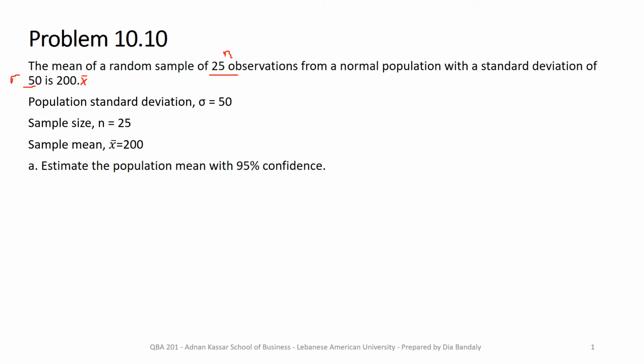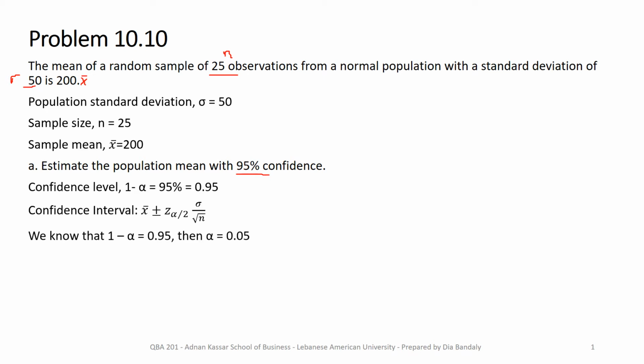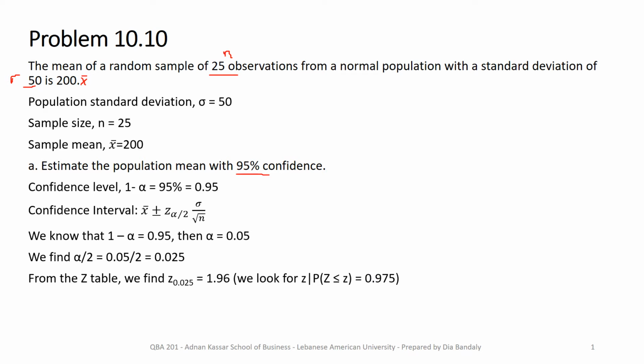Now part A, estimate the population mean with 95% confidence. So this is 1 minus alpha, you know that by now, which will allow us to find alpha over 2. Okay, and here we go. So we need to find z of alpha over 2. Again, it's the z value such that the area on the right hand side is 0.025. This is the z value that we found in the previous problem, so I'm not going to illustrate it again. It's 1.96.